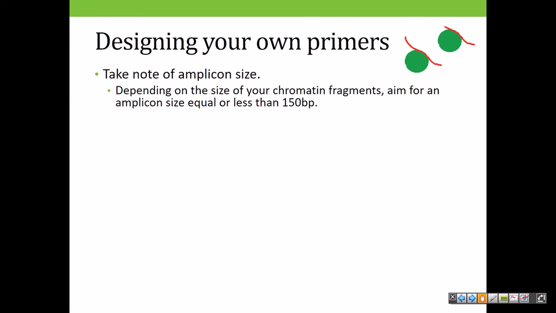Now, for designing your own primers, a few notes. Take note of the amplicon size. Depending on the size of your chromatin fragments, you're typically going to want to aim for 150 base pairs or less. That way, if it's any larger, you risk losing the ability to make the amplicon, because either your forward or reverse sequence is gone because you fragmented it away. Again, we typically aim for fragments of max 1,000, sometimes as little as 200. So if we're in the 500 range and your protein's bound, you probably have only 200 base pairs on either side of that protein. So you're going to want to aim for a good range, 150 base pairs or less.